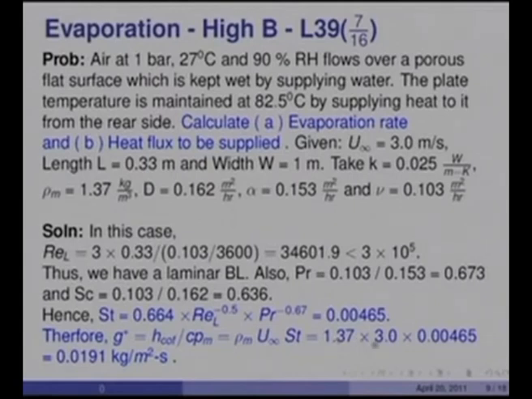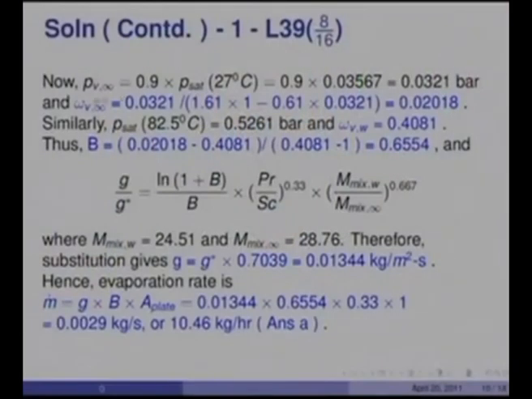In this case, U infinity is 3, 0.00465 is the Stanton number, and that gives us 0.0191 kilograms per meter square second. So, this is the value of the G star which is operating at the surface. So, now in order to calculate the mass transfer rate, we must calculate the value of B.